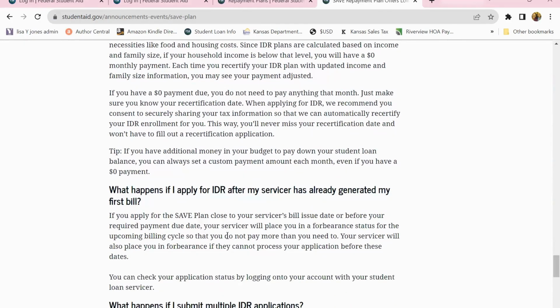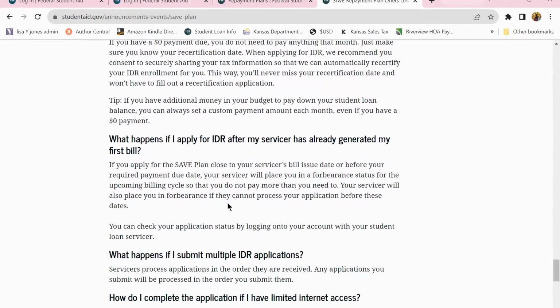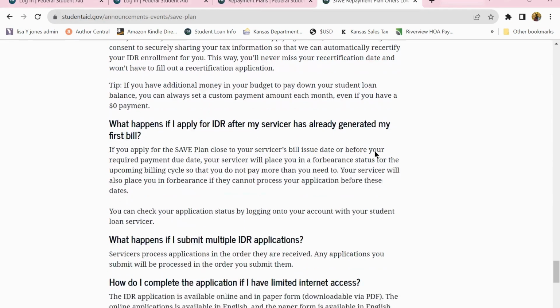And this is right now. This is not next year. This is right now. So, can I apply for an income-driven repayment plan after your bill has been generated? This is why you want to have these conversations right now before your bill is generated, because your bill hasn't been generated yet.